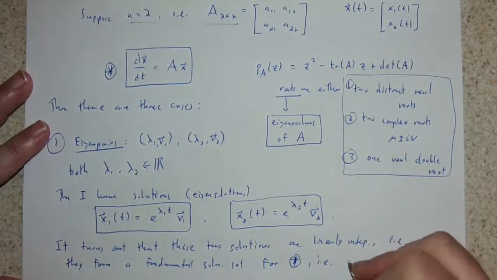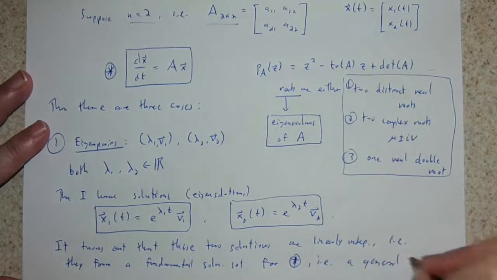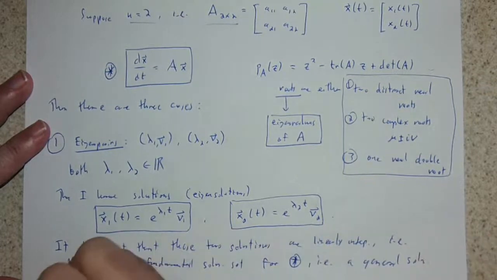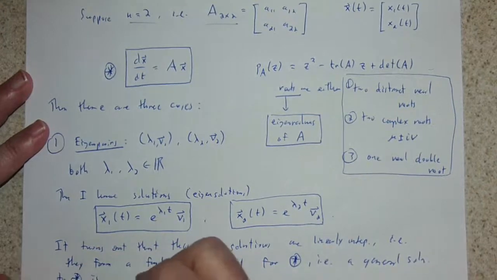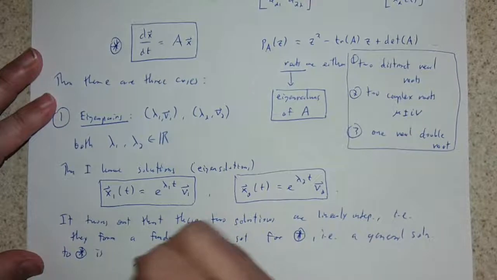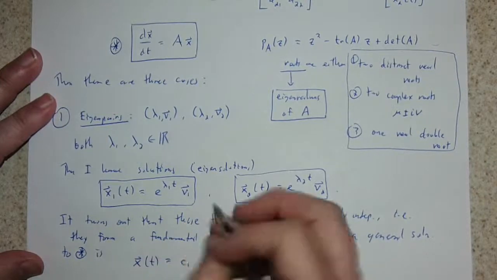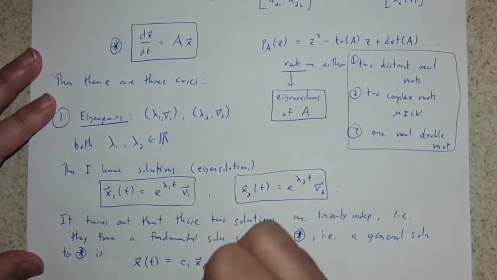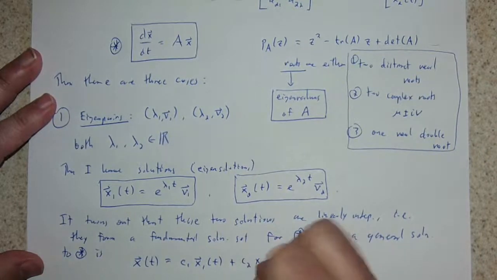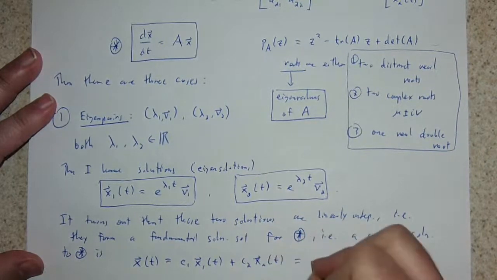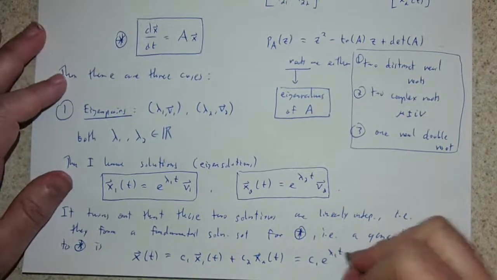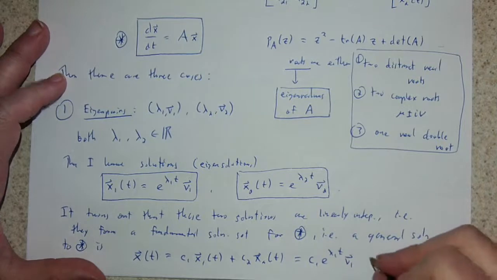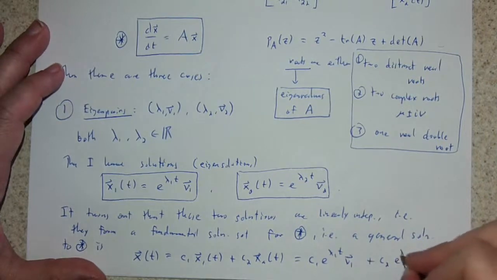That is, a general solution to star is x of t equals c1 x1 of t plus c2 x2 of t, which I can write as c1 e to the lambda 1 t times v1 plus c2 e to the lambda 2 t v2.